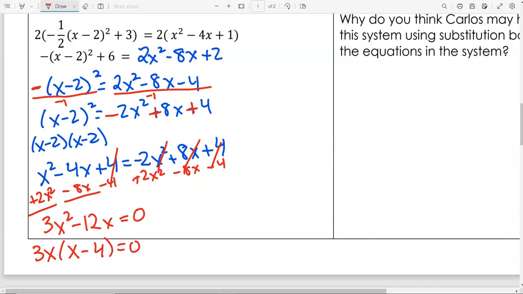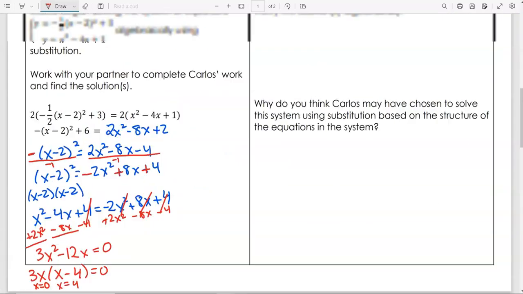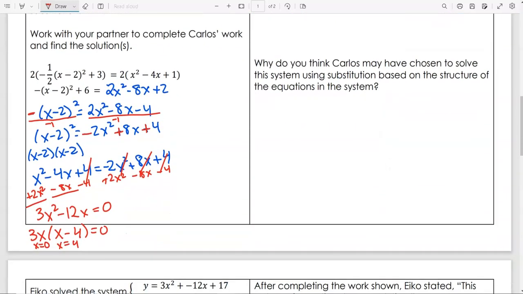So we're going to have 2 x values. We have x equals 0 right here, and this gives me x equals 4. Good. So we have 2 x's. We've got to plug them in and find my 2 y's.